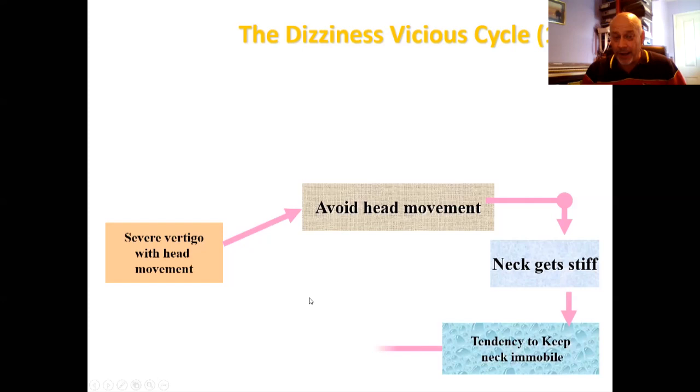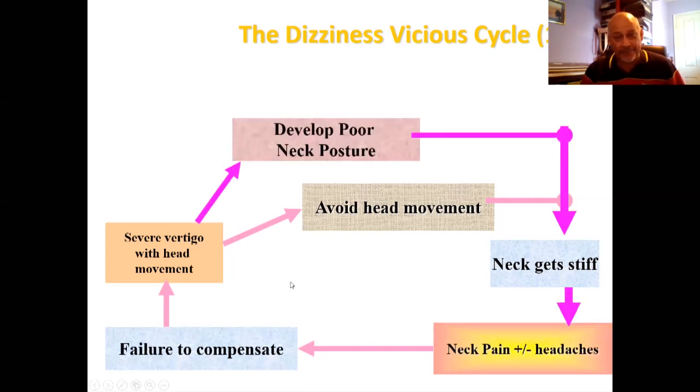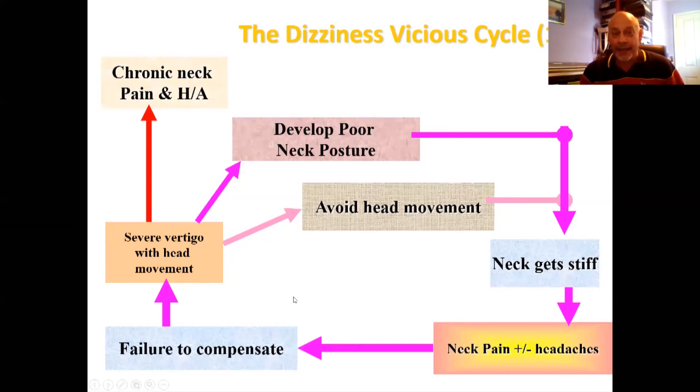Neck's now quite immobile, so you don't compensate, which is how you get better from vestibular problems. So you still got those symptoms. So now you've got poor neck posture. Your neck is still getting stiff, and now you've got neck pain and headaches as well. And you still fail to compensate. And now, in addition to your vestibular problem, you've got chronic neck pain and chronic headaches.